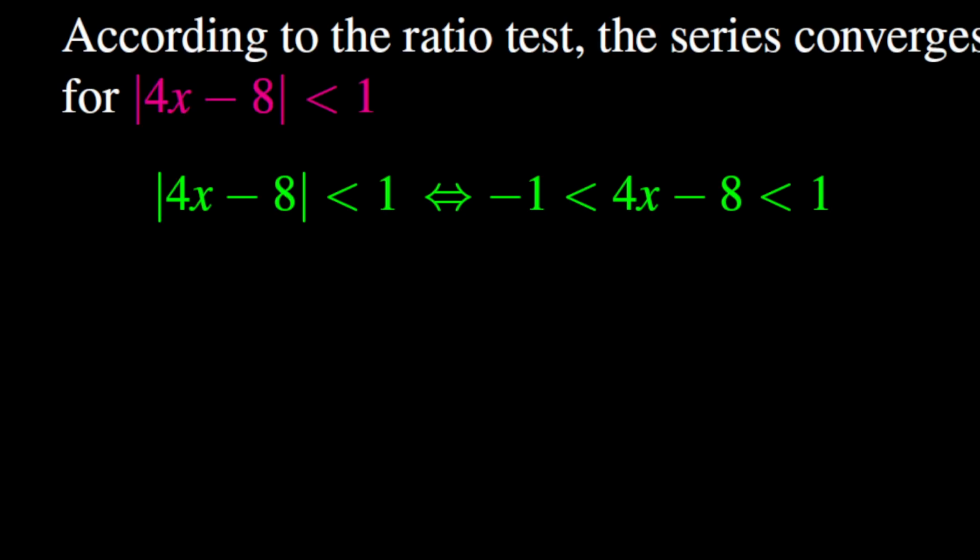According to the ratio test, the series converges if the absolute value of 4x minus 8 is strictly less than 1. This is equivalent to the inequality -1 less than 4x minus 8, and 4x minus 8 less than 1. We add 8 to all sides of the inequality, and obtain a new equivalent inequality, -1 plus 8 less than 4 times x, and 4 times x less than 1 plus 8.